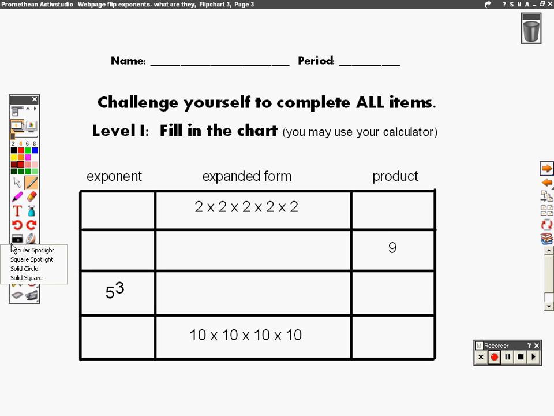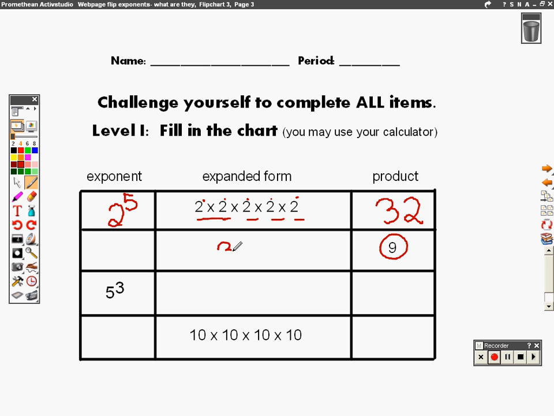Here, we were given the expanded form, and now we need to figure out what the exponent and product look like. So, we notice that there's 1, 2, 3, 4, 5 2s. So that's 2 to the 5th power. When we're solving that, 2 times 2 is 4, times 2 is 8, times 2 is 16, times 2 is 32. Now it gets a little bit more challenging because all they give us is 9. So we have to think of one number that when we multiply it by itself a certain amount of times can come up with 9.